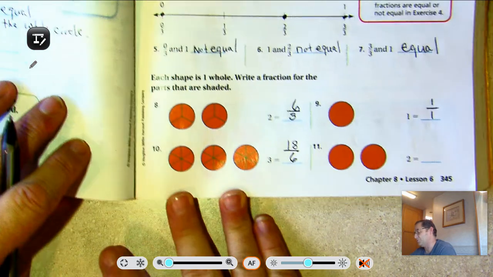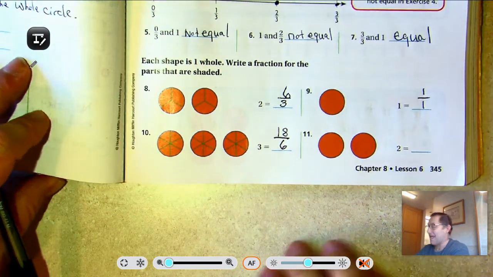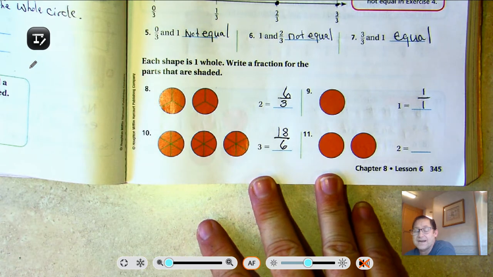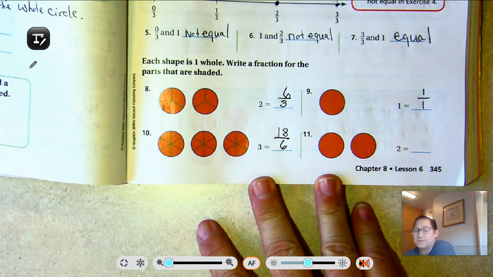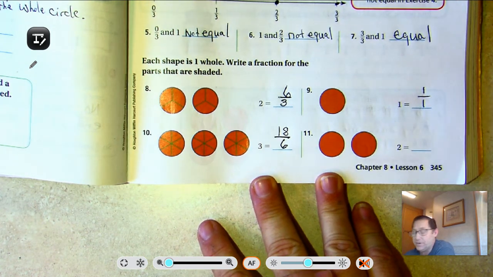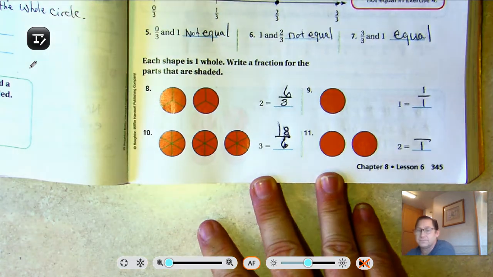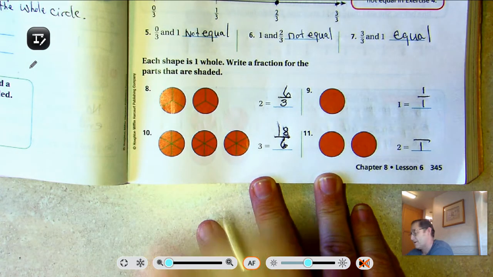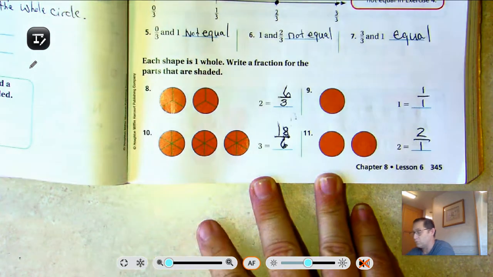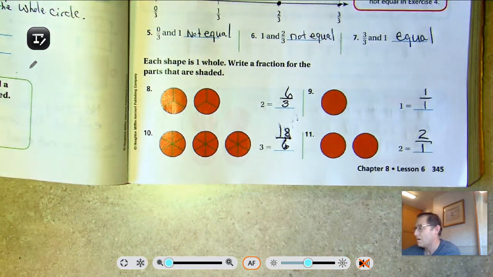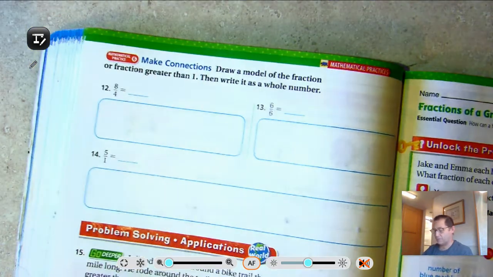All right, number 11 has 2 wholes, and they're divided into one equal part. In other words, they didn't do anything to it. So our denominator is 1. There's only one piece in each of those circles. And we have 2 total. And 2 divided by 1 is 2. All right, let's move on to 346.